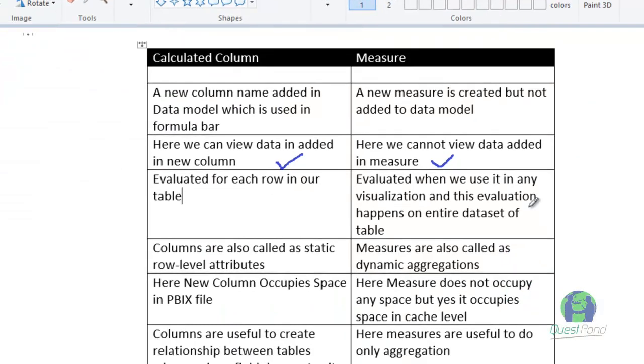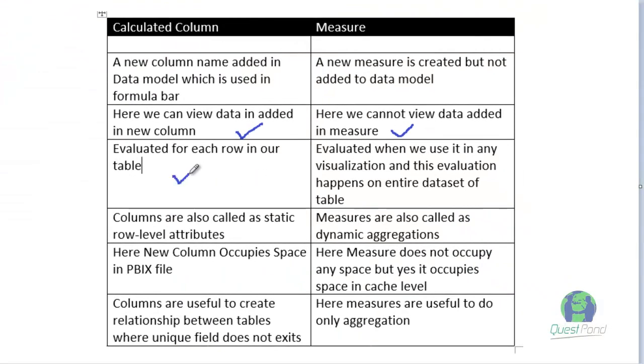Now let's understand the third difference. You can see that evaluation happens on the entire data set of the table, and this calculation also changes based on your visualization. What type of visualization you are using in the report, the calculation also changes, and this calculation happens on the fly using some Power BI engine which is working behind it. So this is also one of the benefits of using the measure here.